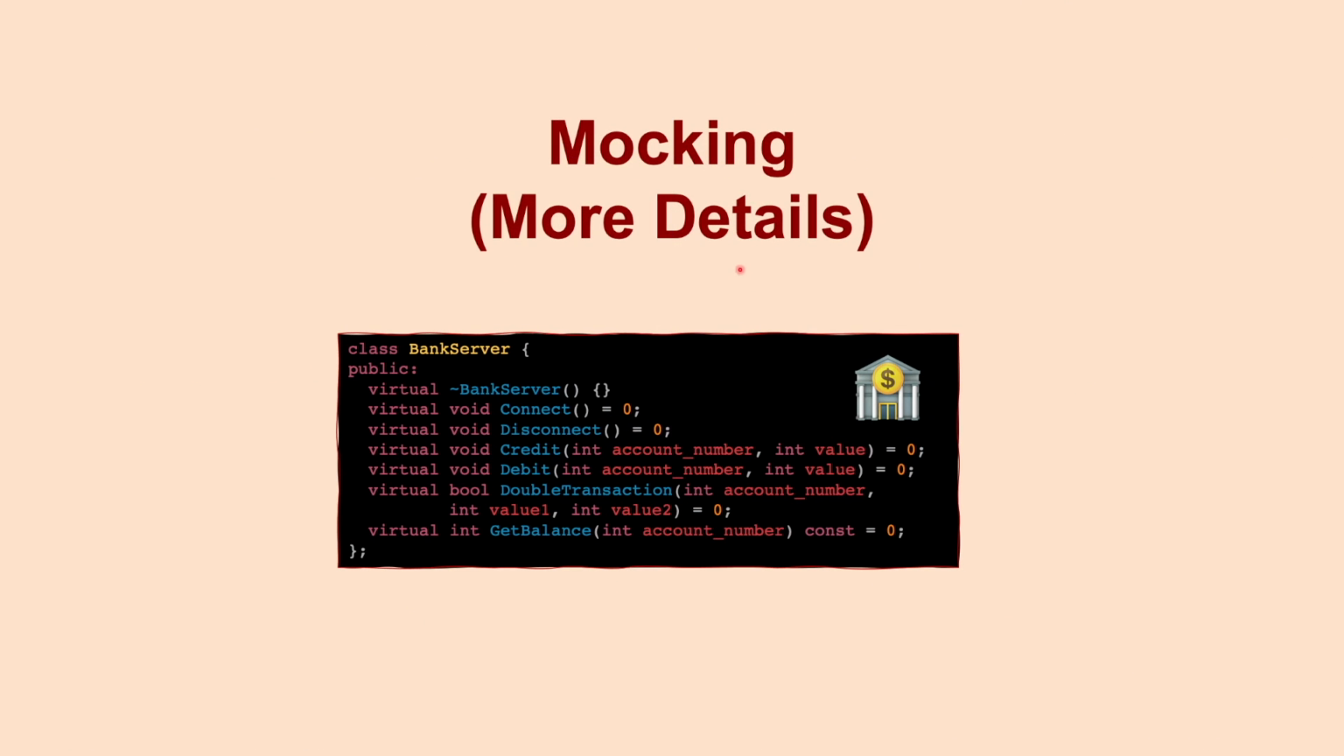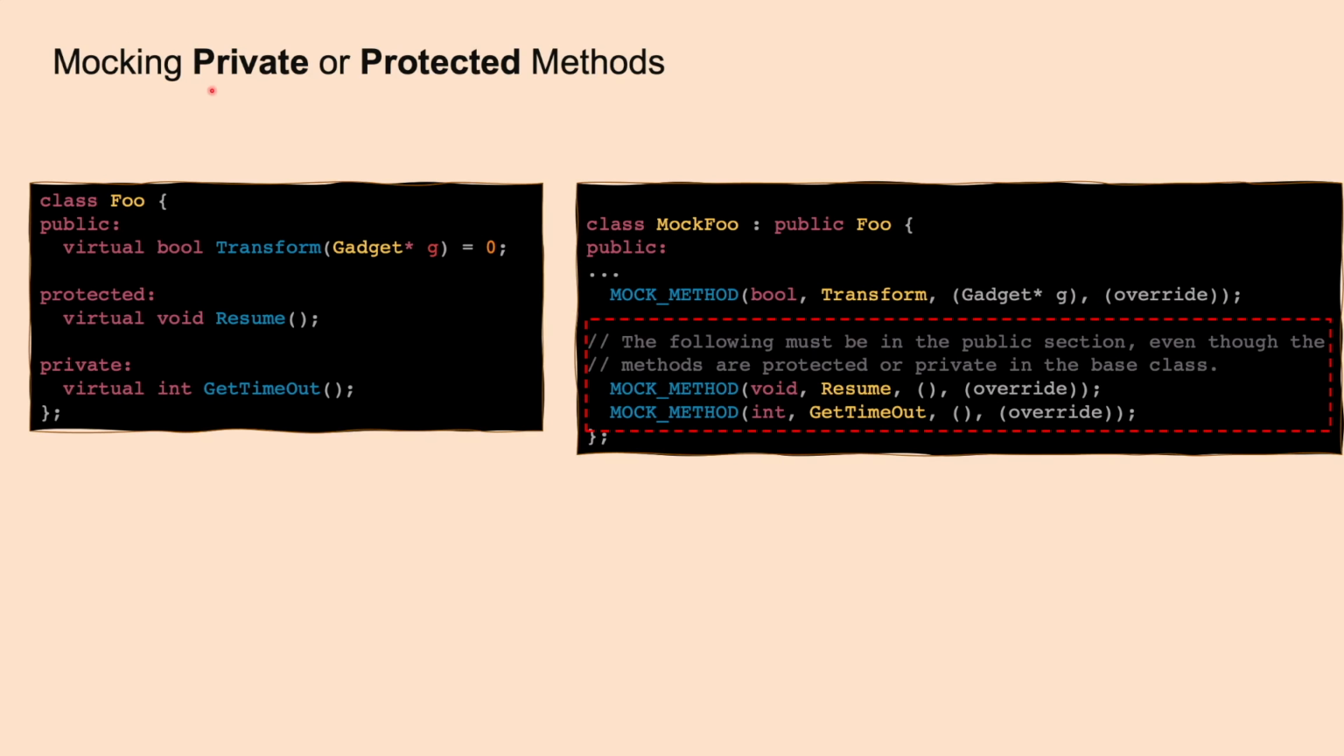Up next, more details about mocking classes in Google Mock. How to mock private and protected methods. Remember that your class can have functions that are either public, protected, or private. If you're mocking these functions that are protected or private, you should also make sure that in your mock class, these are defined as public methods, not protected or private.